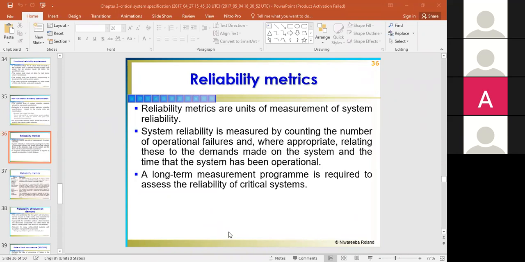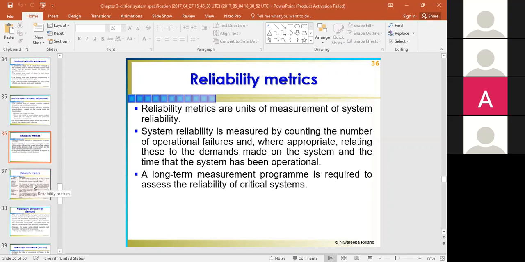All right, so reliability metrics are units of measurement of system reliability. System reliability is measured by counting the number of operational failures and, where appropriate, relating this to the demands made on the system and the time that the system has been operational. You will understand this definition just from the examples of the metrics. A long-term measurement program is required to assess the reliability of critical systems.